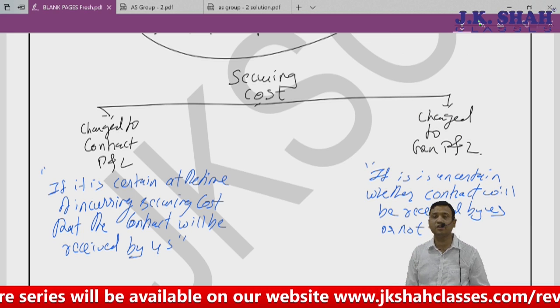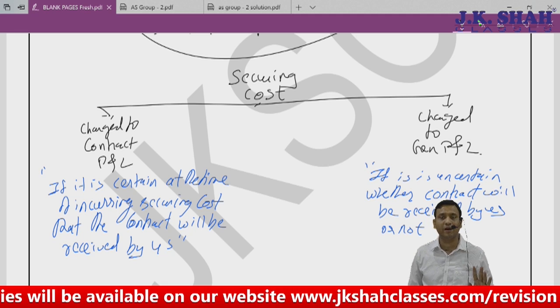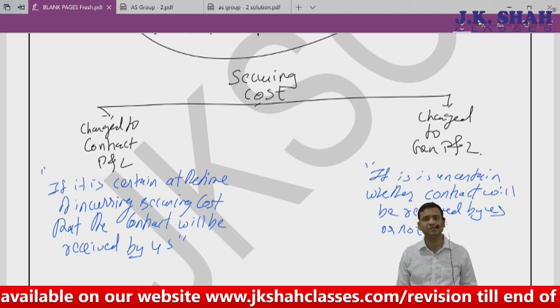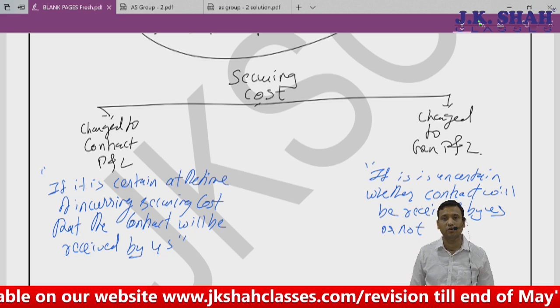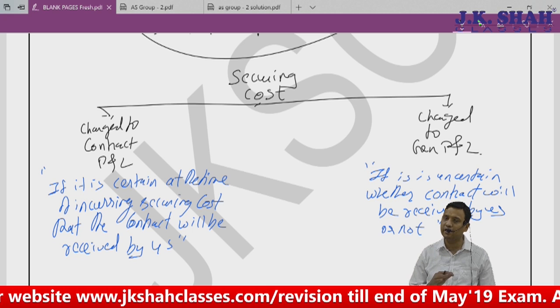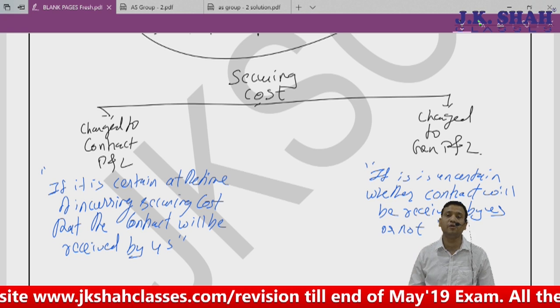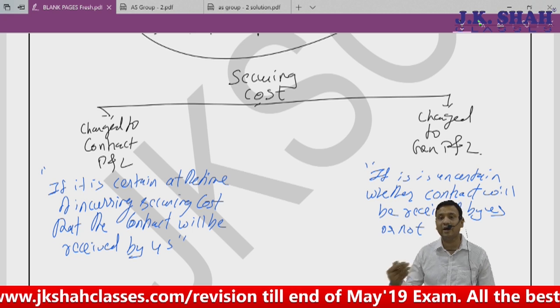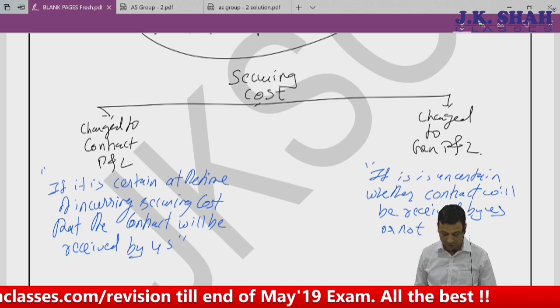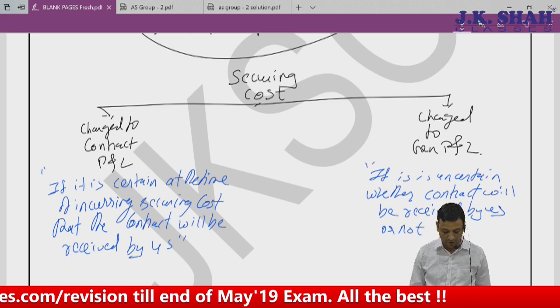See, when you incur the cost, at that point of time only we have to ask whether the contract will be received by us or not. If it is certain, yes, by us, then it will go to contract profit and loss account. But if there is an uncertainty that I may receive, I may not receive, then it goes to general profit and loss account. Even though afterwards I would have received the contract, it will still go to general profit and loss account. So this is all about securing cost.